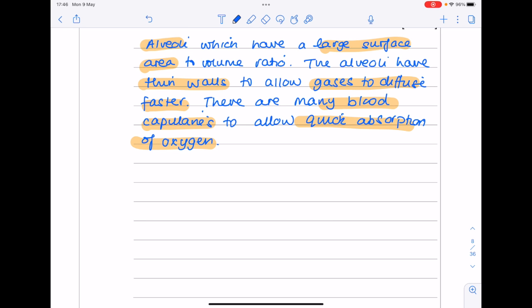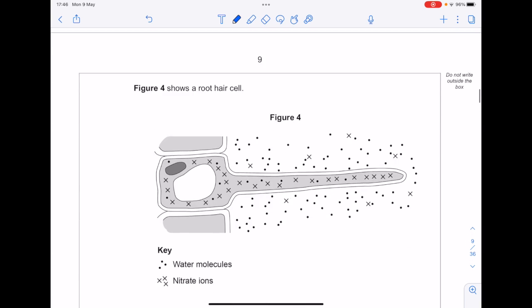You could have also mentioned that there is a steep concentration gradient of both oxygen and carbon dioxide. So we're writing lots of specialist terms here.